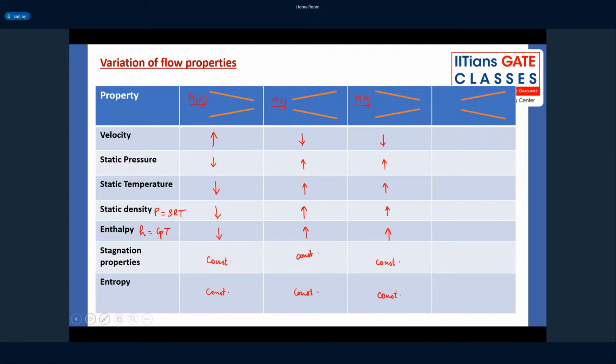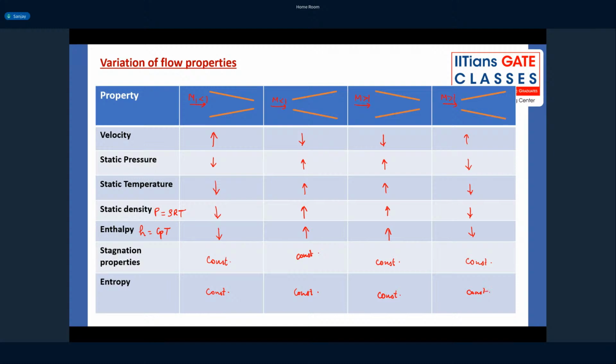Now, the last case, consider again a diverging duct, but the oncoming flow is supersonic. So it acts as a nozzle, right? So what happens here? Because it acts as a nozzle, it is going to accelerate, Mach number increases, pressure drops, temperature drops, density drops, enthalpy also drops because static temperature decreases. And again, these properties are going to be constant.